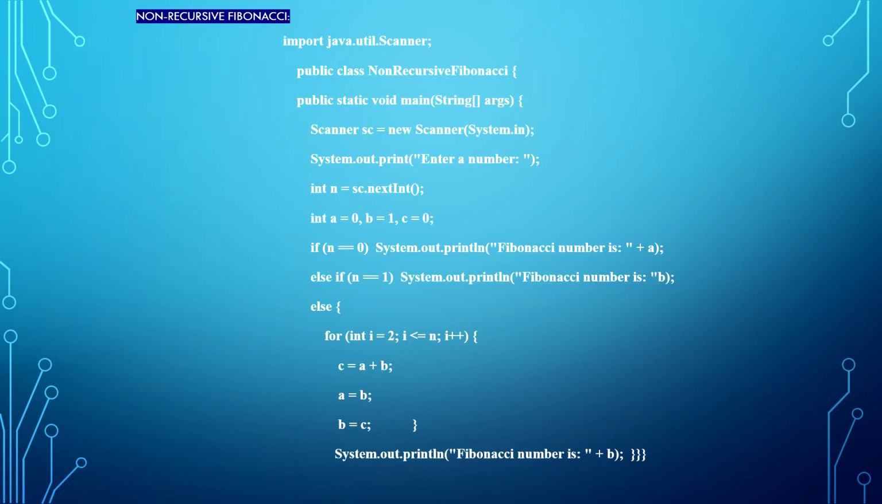This is the non-recursive Fibonacci program. This program uses a for loop. It calculates Fibonacci numbers using variables. It does not call itself. This method is faster and more efficient than recursion.